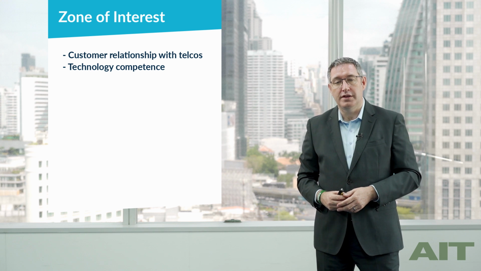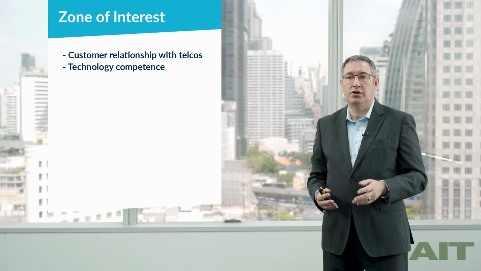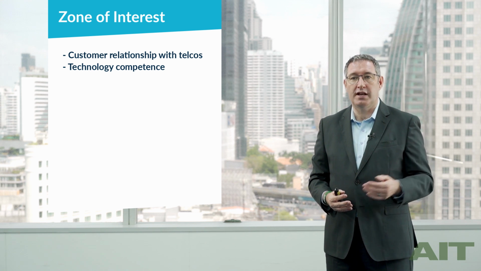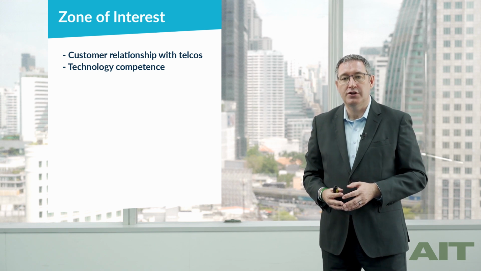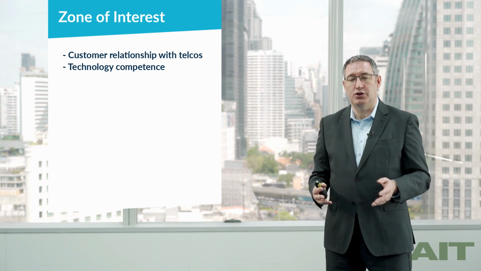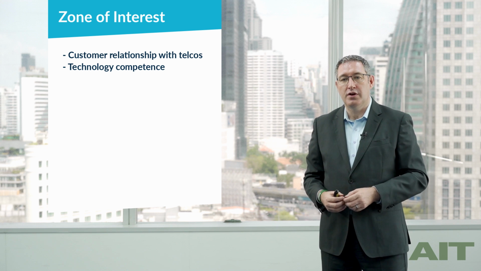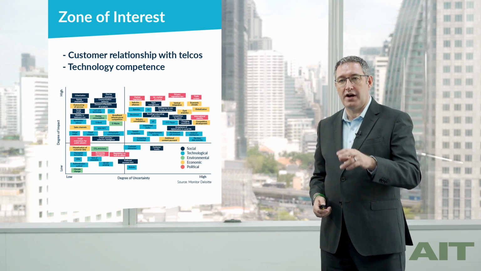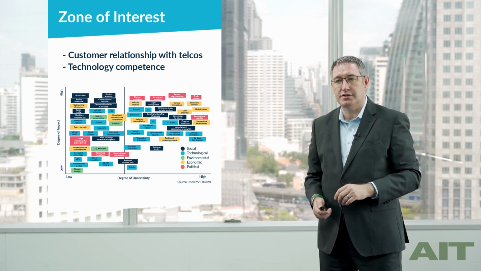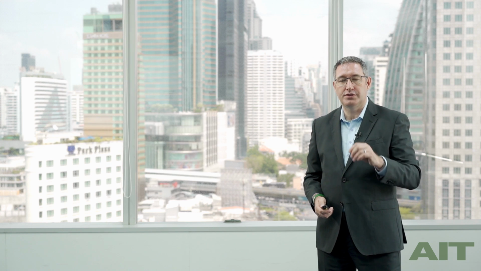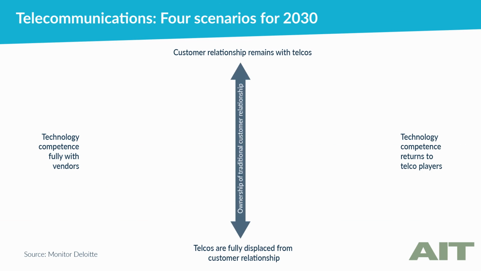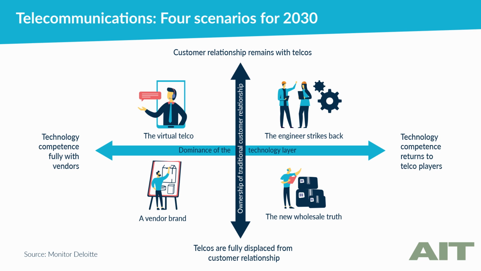So for this particular alumni, he took customer relationship with telecommunications and technology competence. He went from this diagram, the zone of interest, and chose customer relationship and technology competence as the 2 independent variables. Independent, meaning they're quite different to each other.